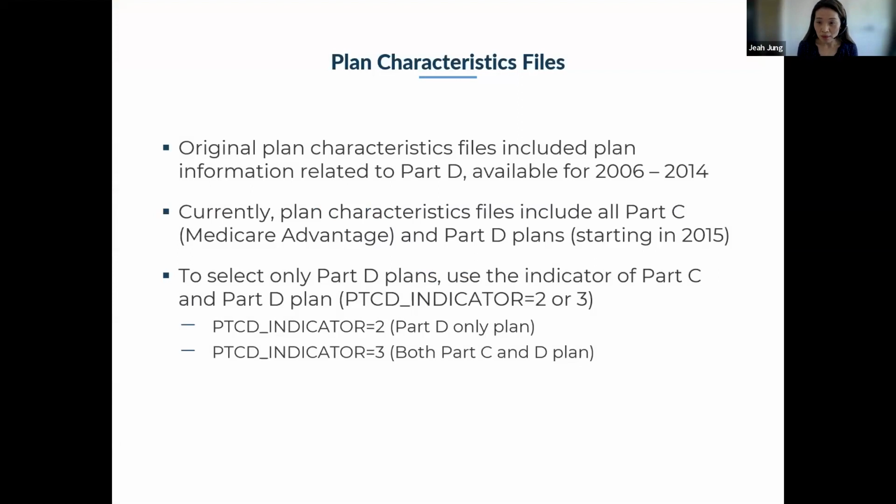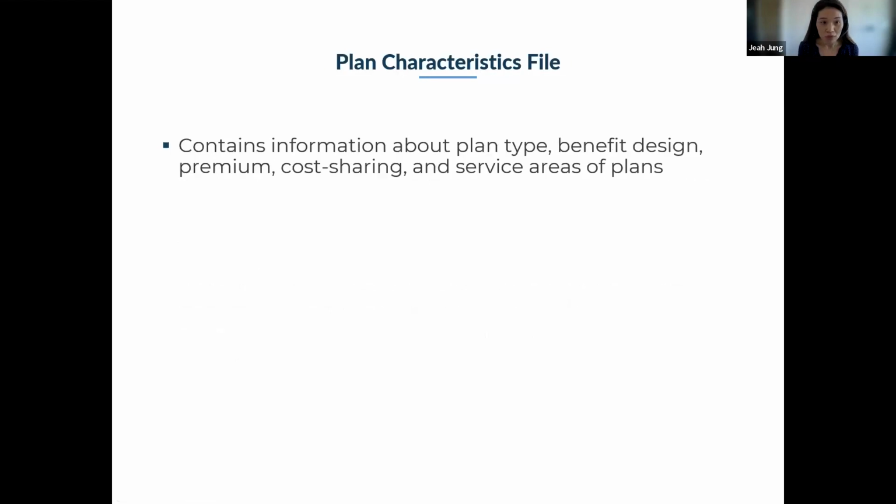But now, since 2015, the plan characteristics file includes information on both Part C Medicare Advantage plans and Part D plans. And we now have an indicator, a Part C/D indicator. So if it's 2, then you can select only Part D only plans. And if the indicator equals 3, it means that it's Part C and Part D plans, and you can select the plans that you want to look at.